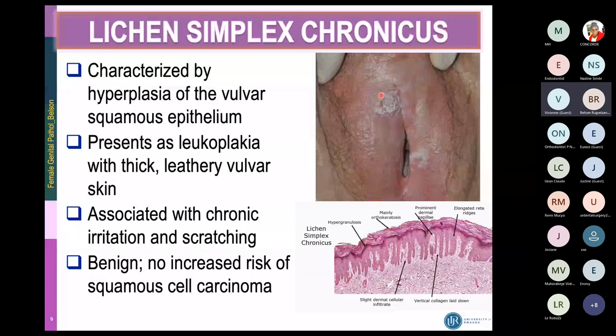So now we have a lichen simplex chronicus. It is now the opposite of the sclerosus. Sclerosus, kwa wanyeko, yariftemo atrophy. Aha, no, harimo hyperplasia. So it is the opposite. So you can see here the arakanuka kabyimbye hano keruruka. So there is a leukoplakia with a thick vulva skin. Bitandukanye na sclerosis aho iri thin nubwo naho ari leukoplakia ariko hakaba kabyimbye muri sclerosis nta kintu kiba kibyimbye.